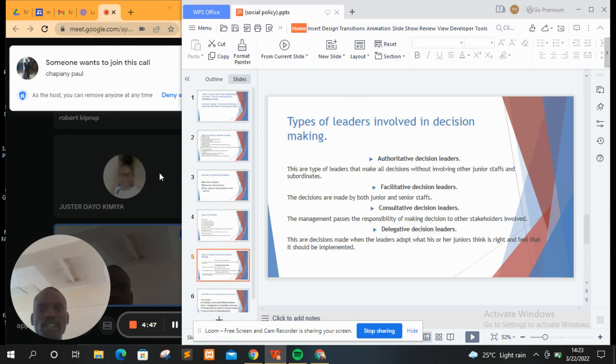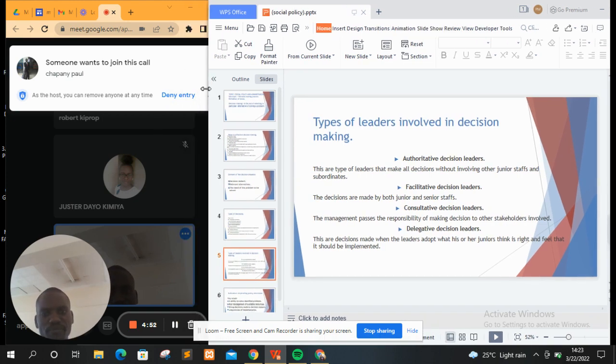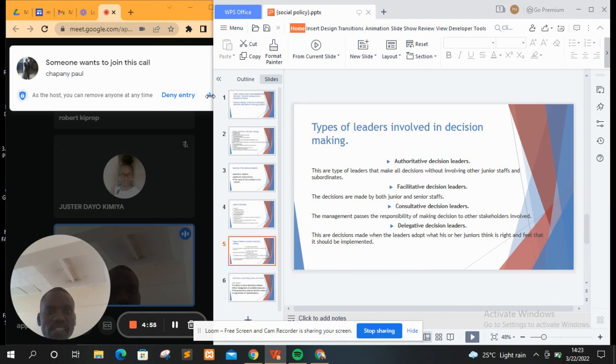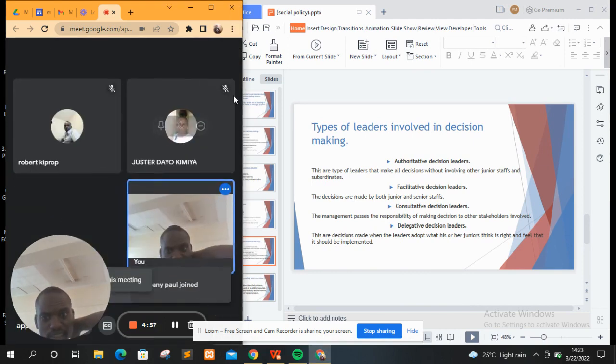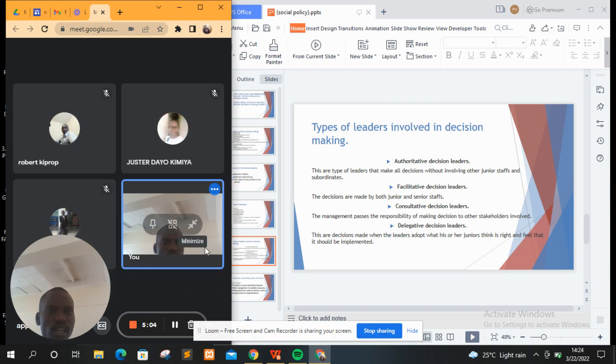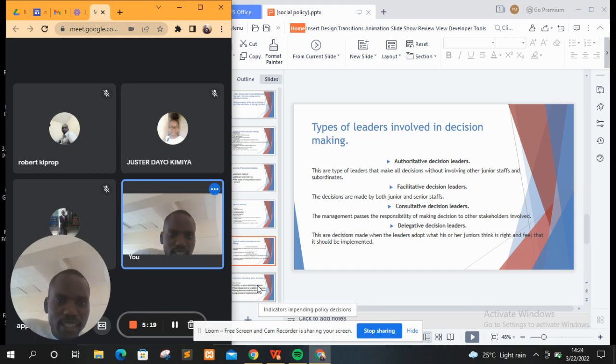Also, we can see the types of leaders involved in decision making. Authoritative decision leaders. These are the types of leaders that make all decisions without involving other junior staff and subordinates. Also, we can see the facilitative decision leaders. The decisions are made by both junior and senior staff.